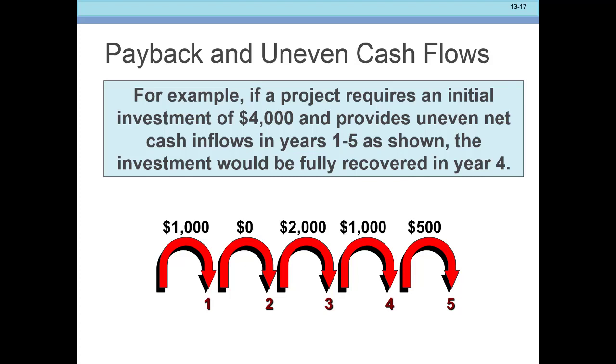Okay, we go to year two. In year two, how much do we get? 0. So we're now all the way into year 3, and we haven't recovered the investment yet. What happens in year 3? We get another 2,000.